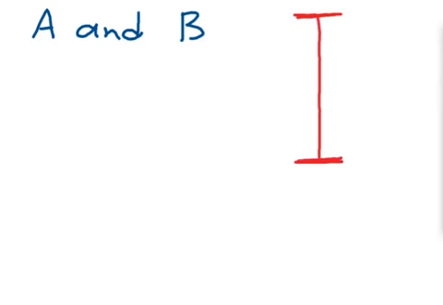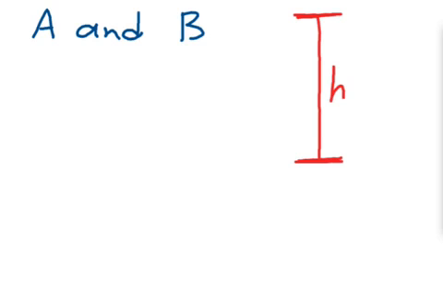Two bodies, A and B. These two bodies fell from the same height, and so we can call that height H. They fell from the same height, and the mass of A is 3/4 of that of B.